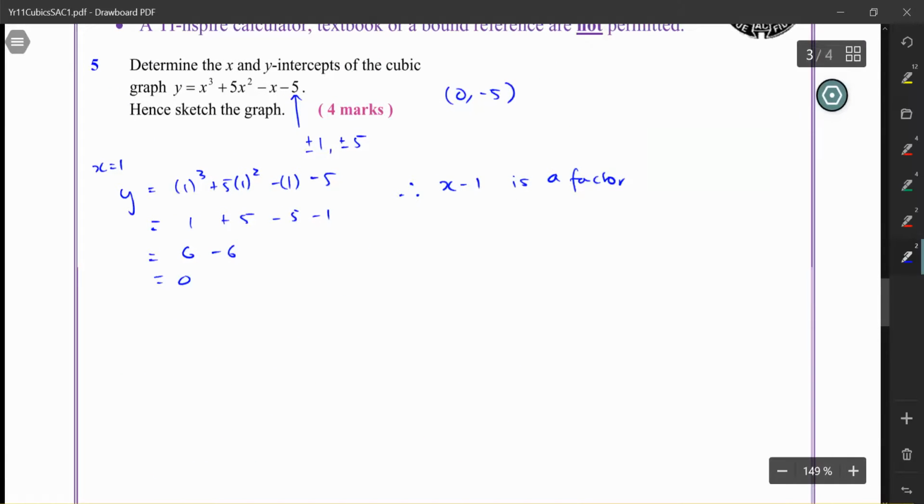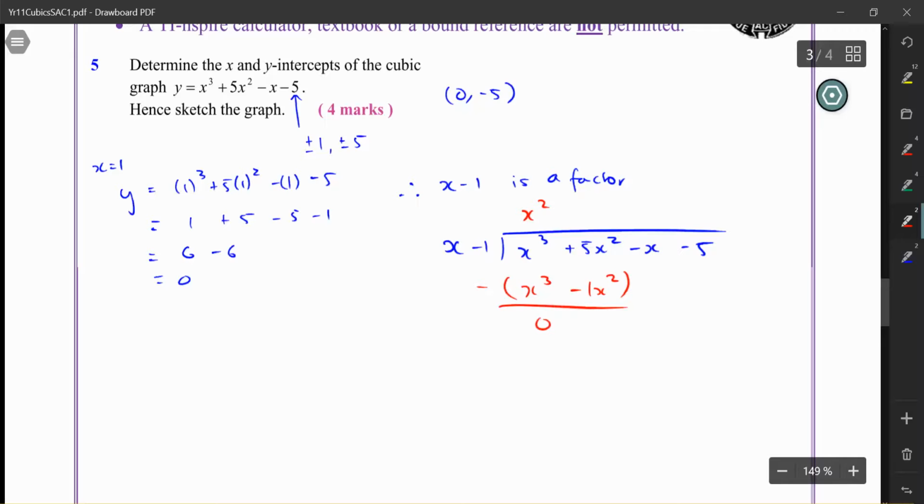We now know it's a factor, so we are going to go x minus 1. Let's find the division with x cubed plus 5x squared minus x minus 5. I'm going to use red. This becomes x squared times x is x cubed, x squared times negative 1 is minus x squared. Find the subtraction, two negatives make a positive, so that becomes 6x squared. Drop down the negative x, do the same thing again, plus 6x times that is 6x squared, and that's minus 6x.